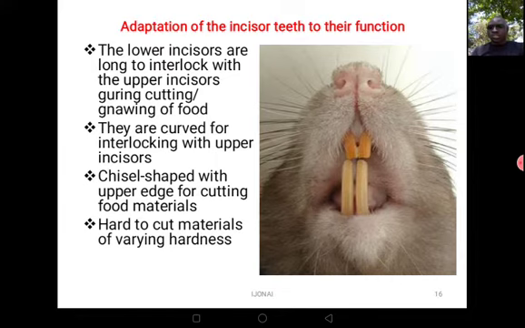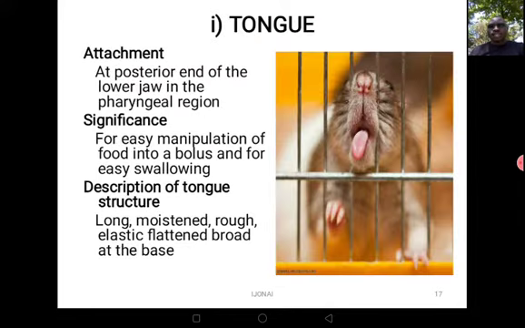And then they are of course curved for the same purpose. They are chisel-shaped with the upper edge for cutting food materials. They are very sharp, and then they are hard, to cut harder materials. They can eat even dry grass, even wood. So that is why their structure is like that.